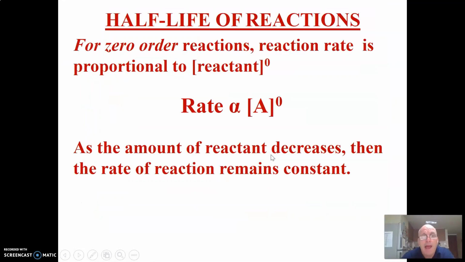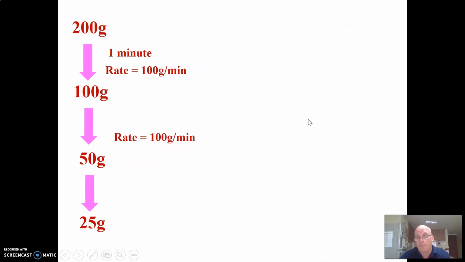Okay, and now we have a look at zero order finally. And for zero order, the amount of reactant has no effect on the rate of reaction at all. So if the concentration was halved, there'd be no effect on the rate. Now the first half-life here is 1 minute, we'll say, and the rate must be 100 grams per minute. When the amount halves, the rate will not change, so the rate remains constant. So how long will this take at this rate? It would take a half a minute, so the half-life is halving.